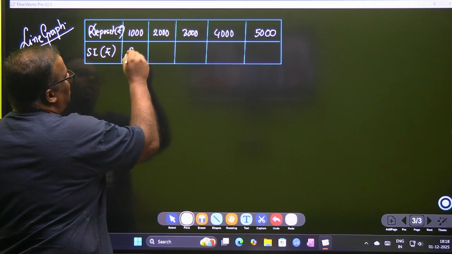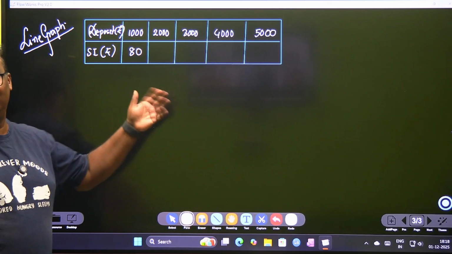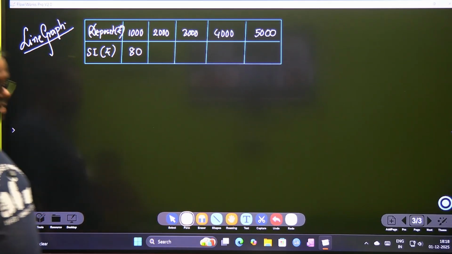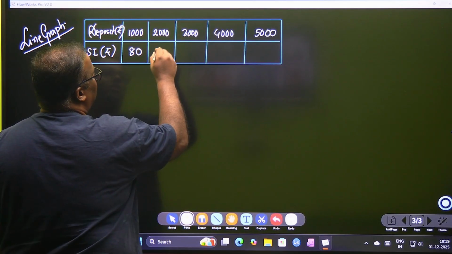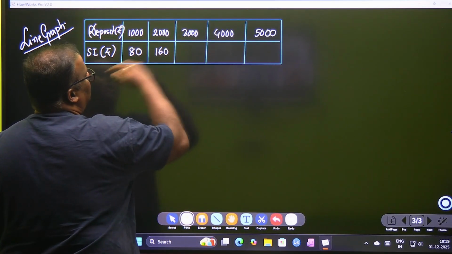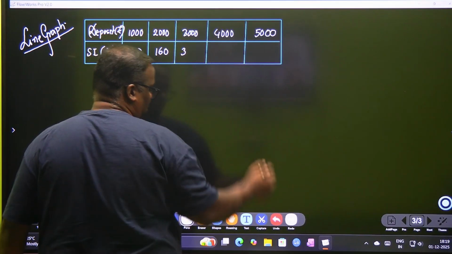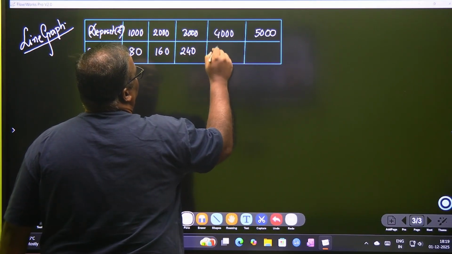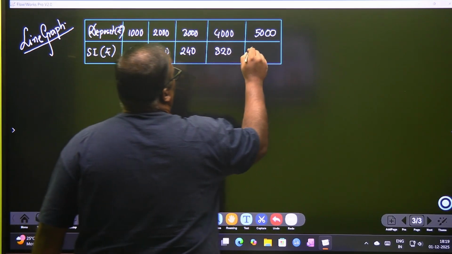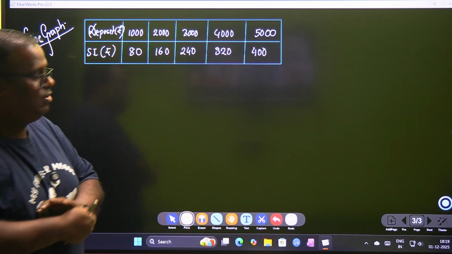Can you just guess what is this interest percentage? On 1,000 you're getting 80. That means 8% is the interest. On 100 we would have got 8 rupees. Okay, so 2,000, 160, then 3,000, 240. Say the table of 80. 32, 400. So it's an 8% interest.